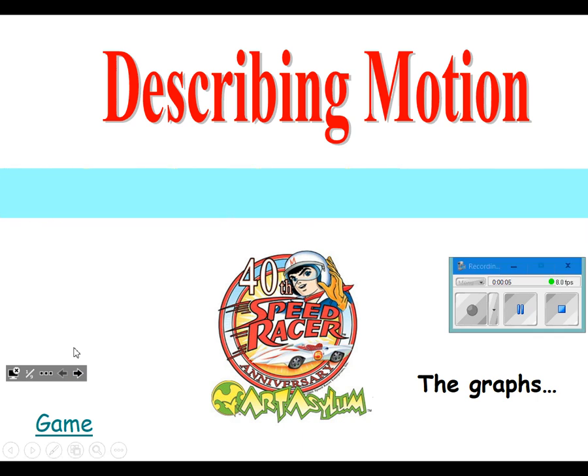We're going to talk about describing motion, and the first way we're going to talk about it is in graphing format. So we're going to start talking about the graphs and basic motion.